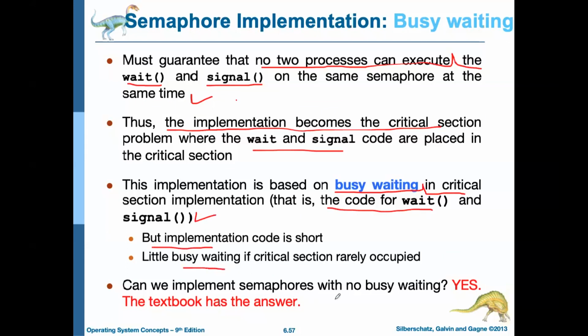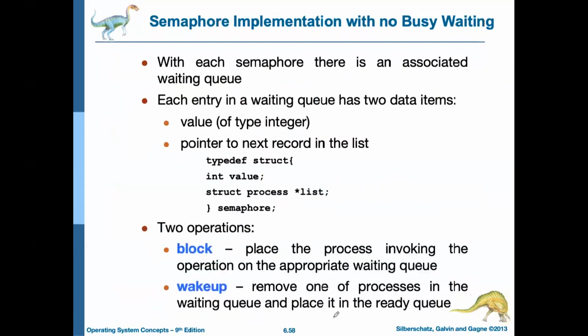Can we implement a semaphore with no busy waiting? The answer is yes, and you can get the details from the textbook. Semaphore implementation with no busy waiting: with each semaphore there is an associated waiting queue. Each entry in the waiting queue has two data items. The first is a value, which is an integer type. Next is a pointer to the next record in the list, like this example.